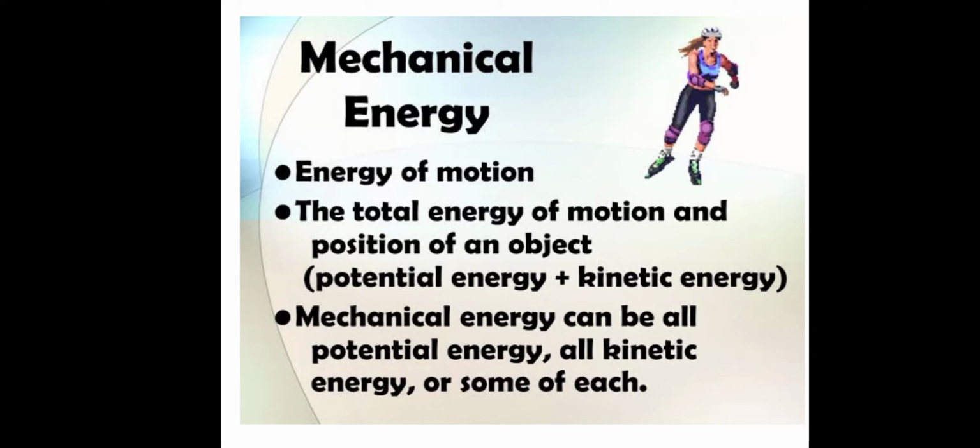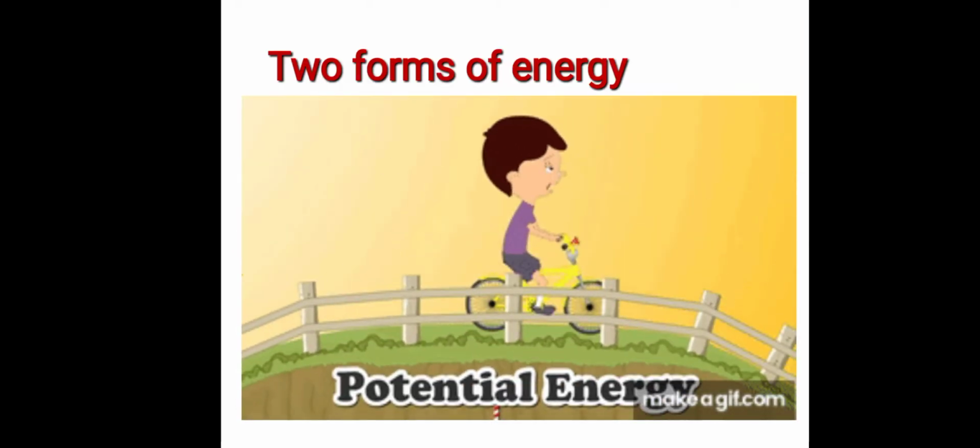So mechanical energy, that is the total energy of motion and position of an object, gives rise to two kinds of energy. One is potential energy and the next one is kinetic energy. Mechanical energy can be all potential energy, all kinetic energy, or some of each. Two forms of energy.